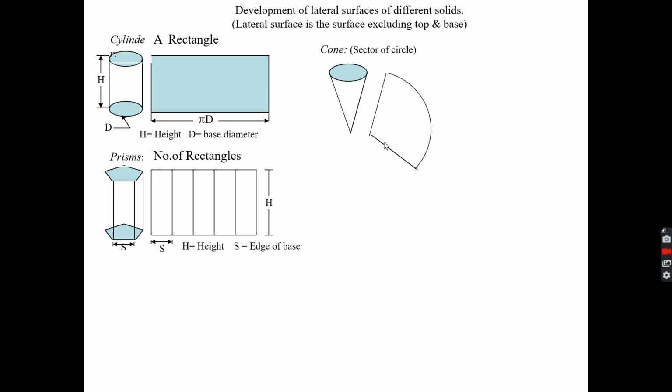And how can you determine this angle theta? If you know the length of the slant edge and the radius or diameter of the base, you can easily estimate theta by this formula: r divided by L into 360, where r is the base circle radius, and L is the slant height.